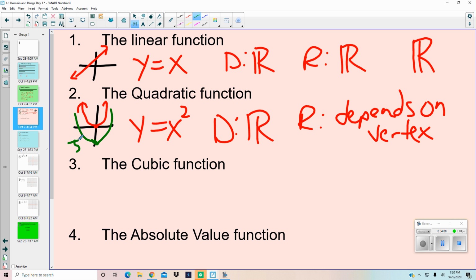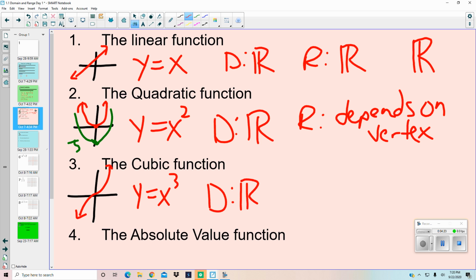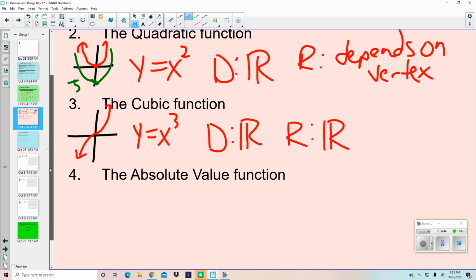Cubic function. y equals x cubed. Looks like this. For the cubic function, it's just like the line, and any odd-powered function, the domain and range is all reals. By odd-powered, can you see? A line is to the first power, and a cubic function is to the third power. They're both odd numbers. So any odd-powered function is going to be all reals for domain and range.